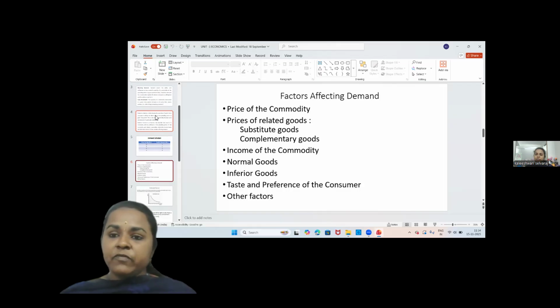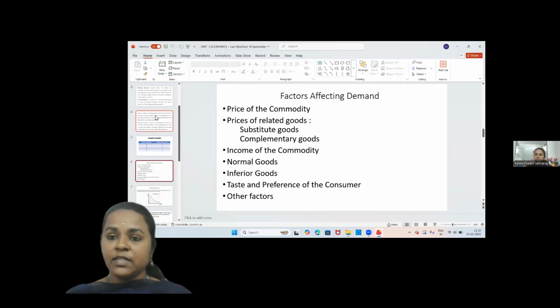Suppose, for example, we are going to buy a toothpaste as a consumer. The price of the toothpaste is also responsible for a consumer to buy that particular commodity at the given price and the given period of time. So, as a factor affecting demand, the price of the commodity plays a major role in deciding the demand for that commodity. Then comes the price of related goods. We have two types of related goods, substitute goods and complementary goods. Substitute goods are something which we can use as a supplement to the product which you are already buying in the market.